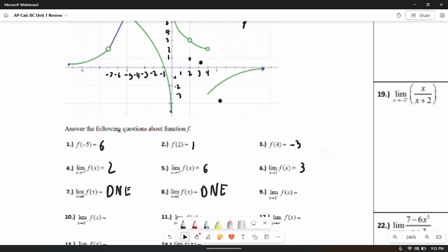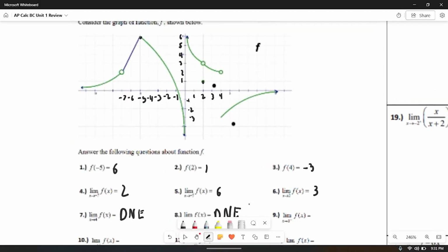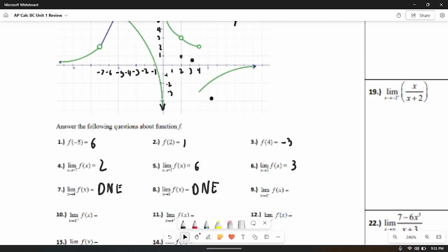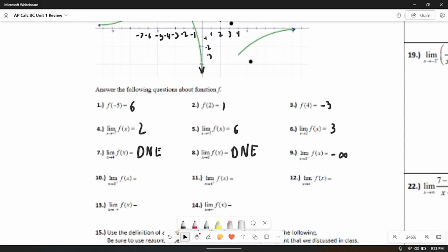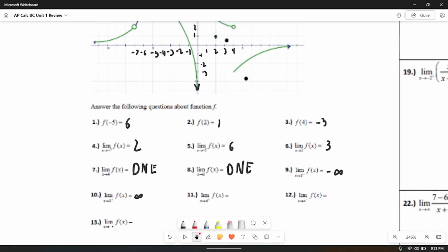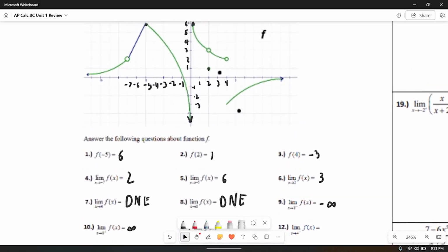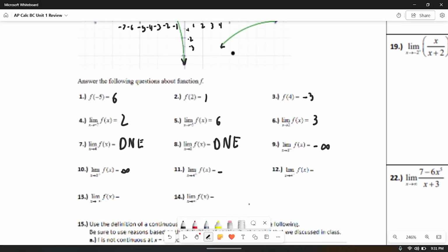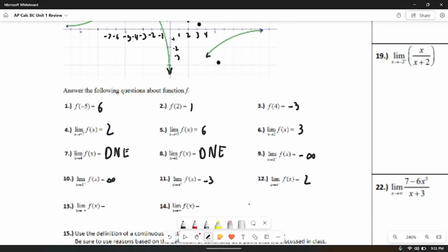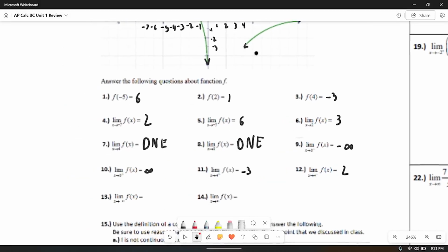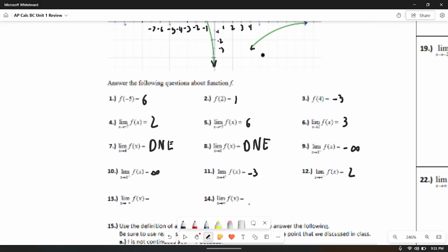Limit as x approaches 0 from the left side. So as we approach 0 from the left side, we're approaching negative infinity. And then limit as x approaches 0 from the right side, so as we're approaching from the right side, we approach positive infinity. Then we have the limit as x approaches 4 from the right side, so from the right side, we're going right here, this is negative 3, so negative 3. Then from the left side, we approach this hole right here, which is at 2, so we're going to put a 2 here.